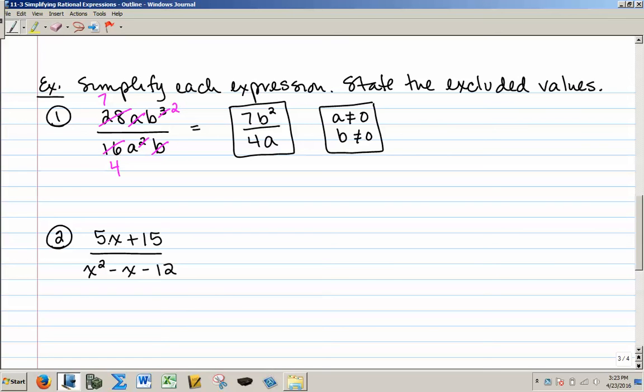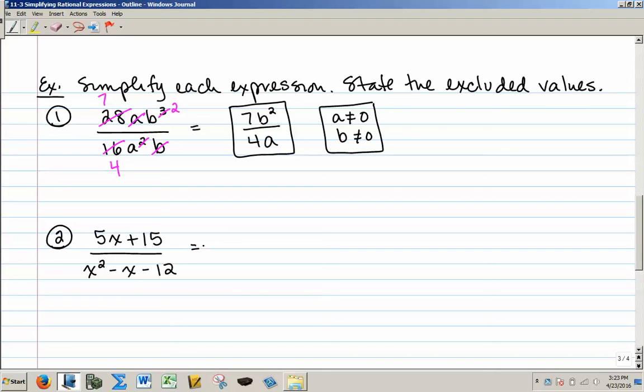But this x is actually being multiplied by 5 and added to 15, and this x is being subtracted from x squared and some other stuff going on down there. The other thing you can't do is cancel the 15 and the 12 by taking a 3 out of each of those, because those are actually added and subtracted from other values in the expression.